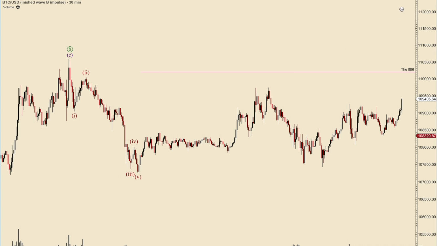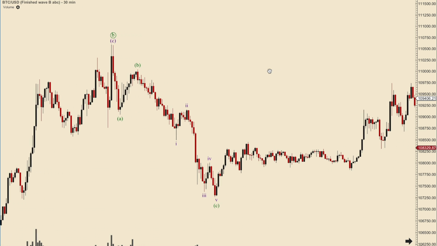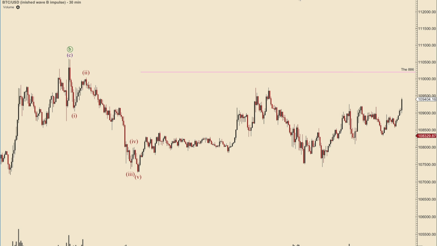If you compare it to an ABC instead, you can see AB 1, 2, 3, 4, 5. It has a way better fit than the impulse as we have here. But nonetheless, nothing is impossible. It's just about probabilities. So if this is an impulse, then we need to count this as wave 1, and we are looking for wave 2.